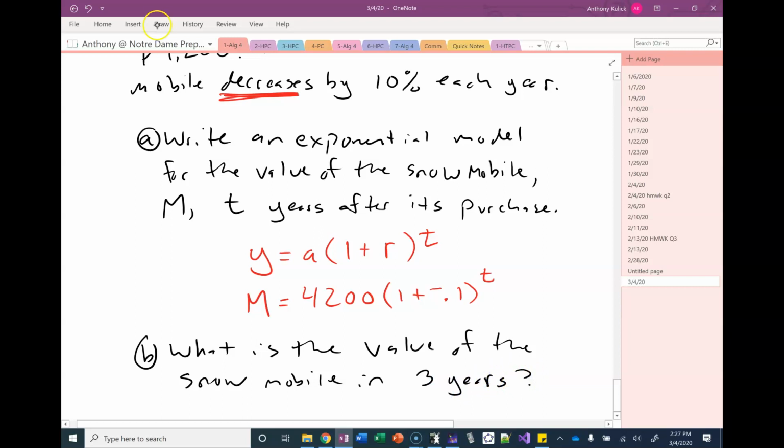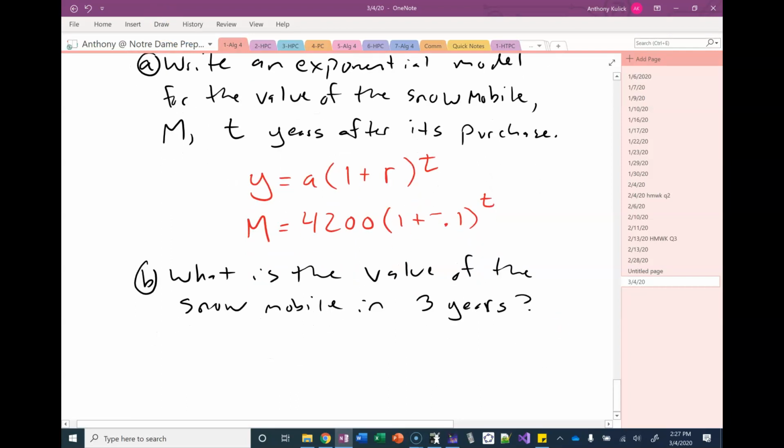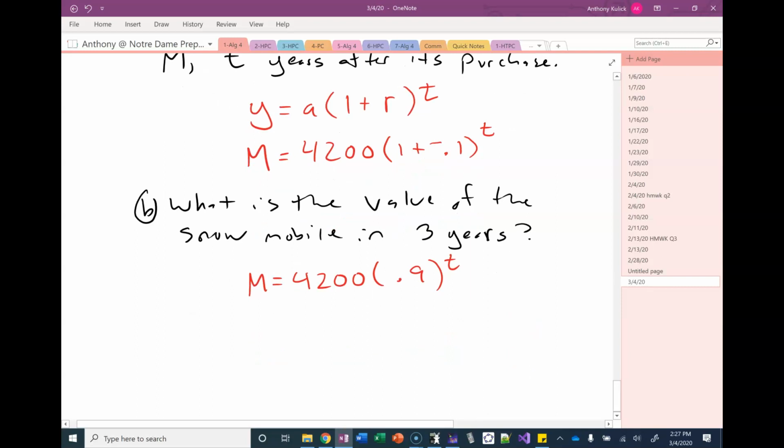So my next question is, what is the value of the snowmobile in 3 years? To do this, we're going to use our exponential model that we just built. Which value are we looking for, M or T? M. Okay, so to find M, we need to fill in a value for T, which would be what in this case? Everybody should be clear as to where we got the 3 from, right? Okay.